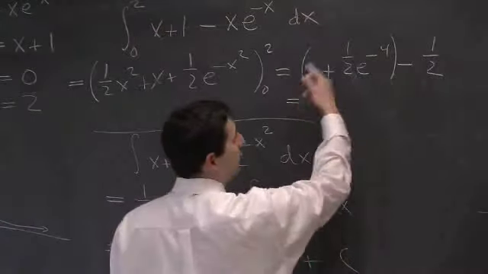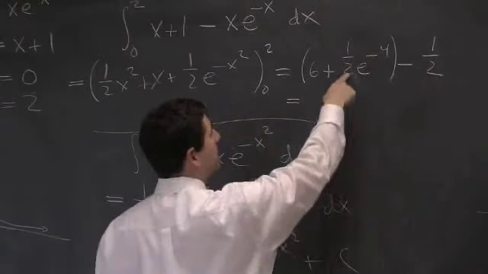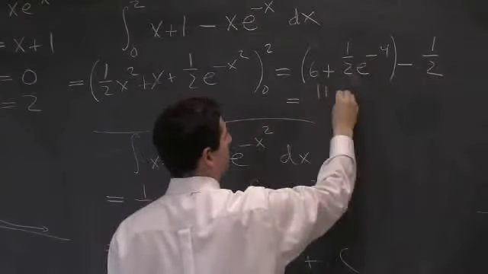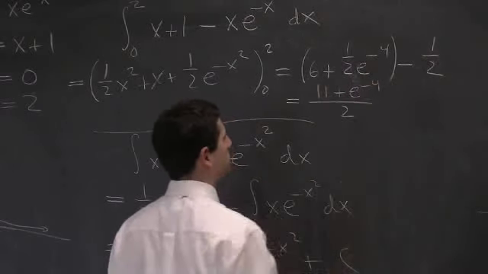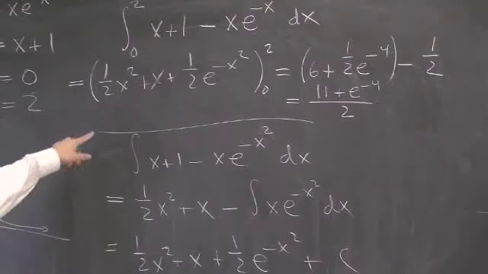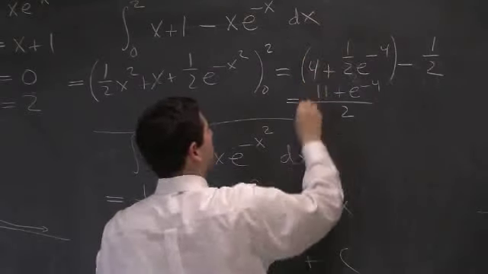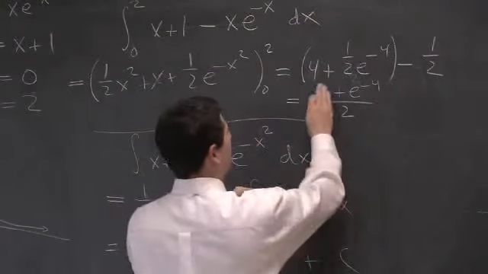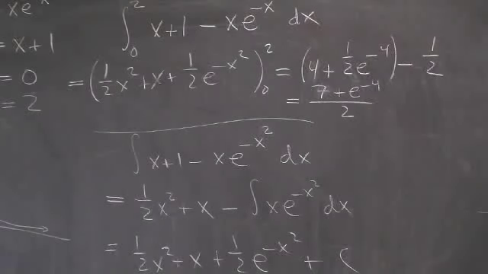Okay, but if this was correct, then you'd get 6 minus 1/2, which is 11/2, plus 1/2 e to the minus 4, so 11 plus e to the minus 4 over 2. When I worked it out earlier, it was a 7, I think. So there must be a little, oh, this was a 4. There we go. So now it's 7/2. Good. Excellent.